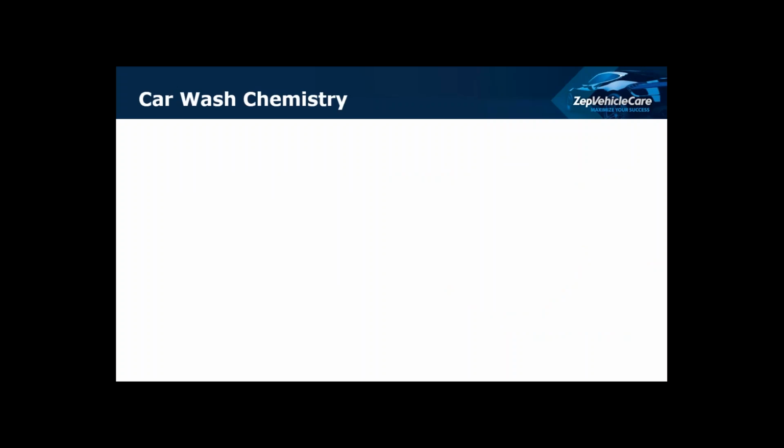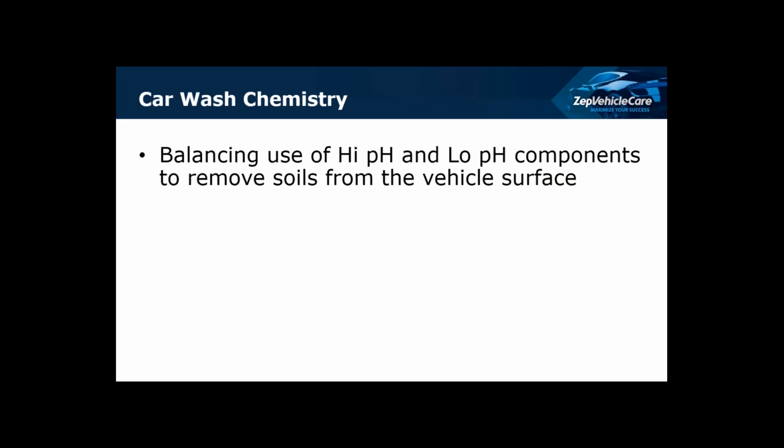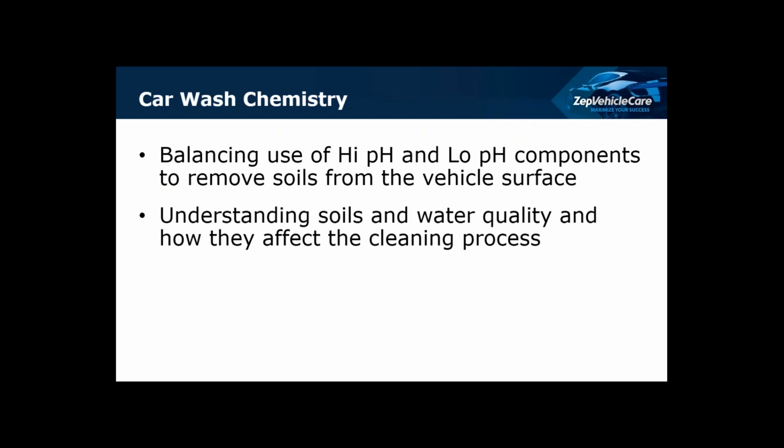So that's the 5 factors of cleaning. The next topic we'll talk about and spend most of our time on today is car wash chemistry. Car wash chemistry is basically about balancing high and low pH components or products, which in turn remove the soils from the vehicle surface. Car wash chemistry is also understanding the soils that are on the car and the water that's used to clean with and rinse with, and also how they affect the cleaning process.